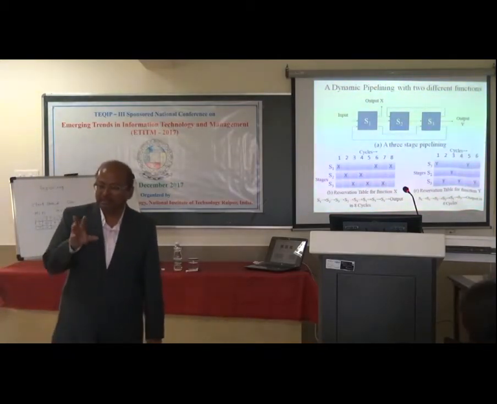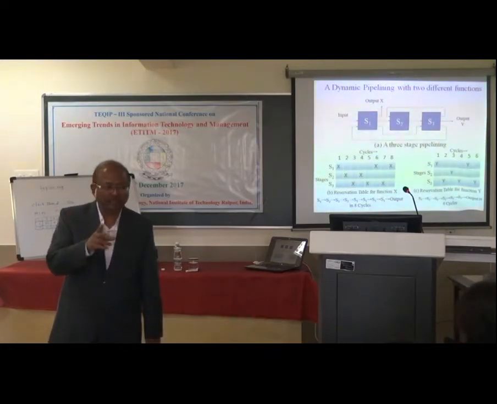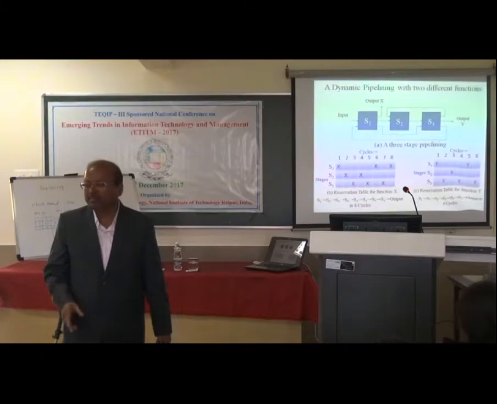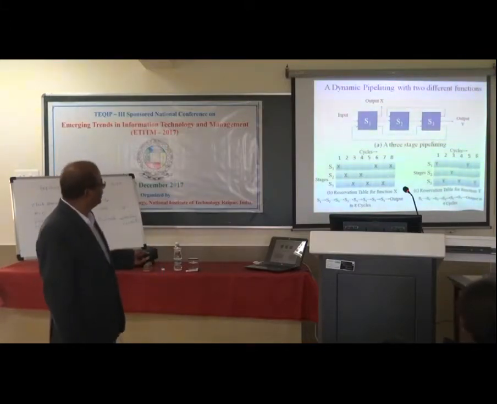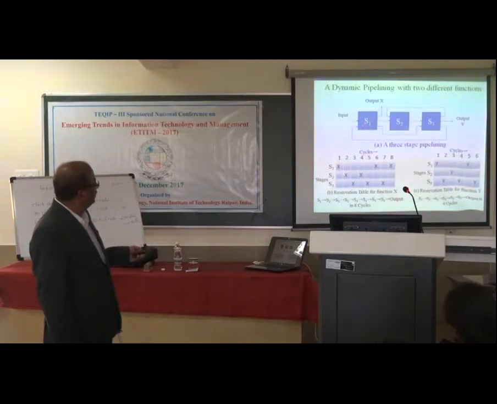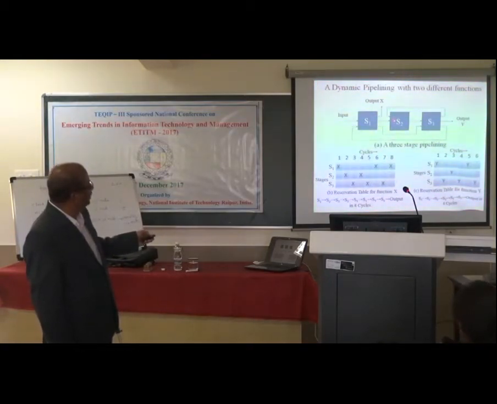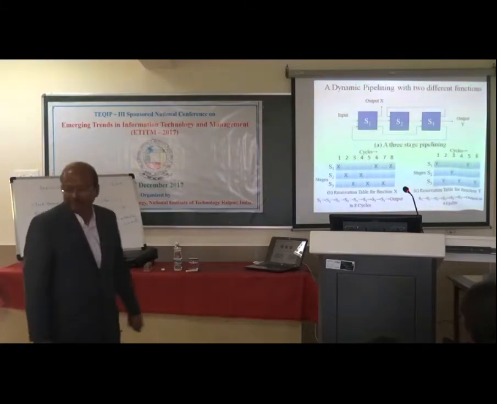So with this same combination of stages, with the help of feedback and forward, different functions can be obtained. Like here, from S1 it is going to S2, then S3, then from S3 through the feedback to S2. And S2 to S3 again. And from S3 again into S1, and then from S1 into S3, and then from S3 into S1 and then out. This is function X.